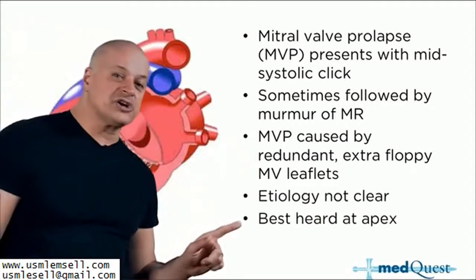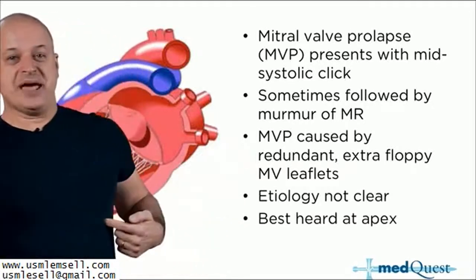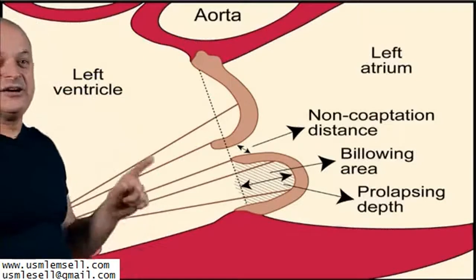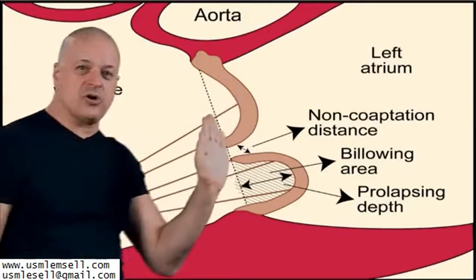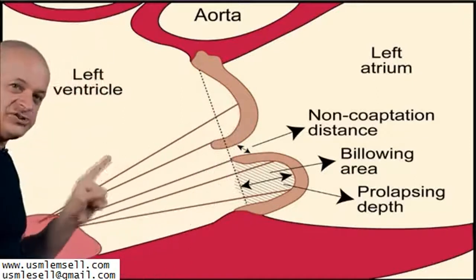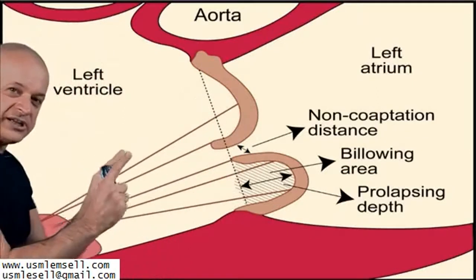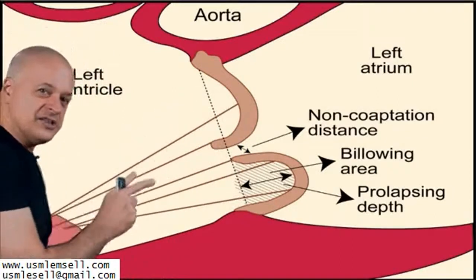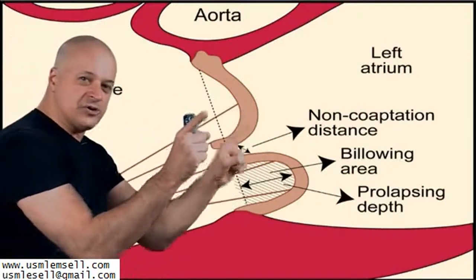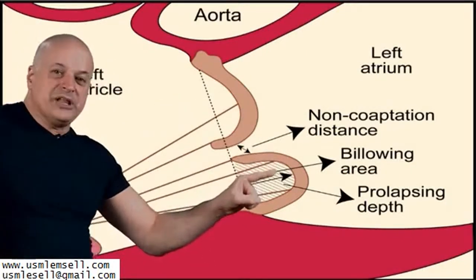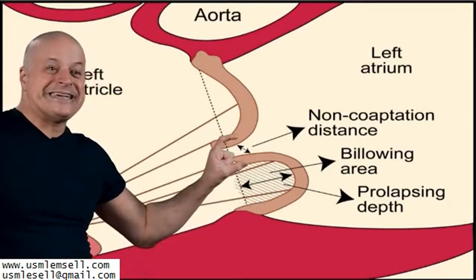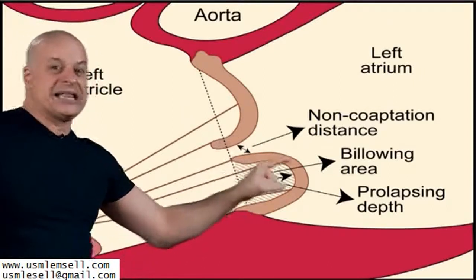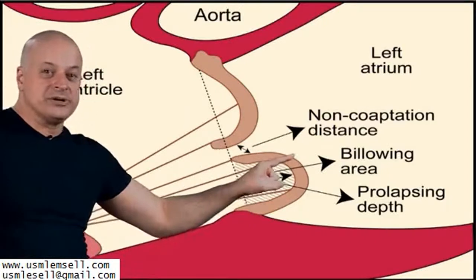Like all regurgitant lesions, it's heard at the apex and radiates to the axilla. This is prolapse. It's flopping backwards the wrong way. The ventricle's contracting, and the leaflets are going the wrong way. It's billowing out there, and then they see the space. That's what makes them leaky and regurgitant. The click is when the leaflets stop short.